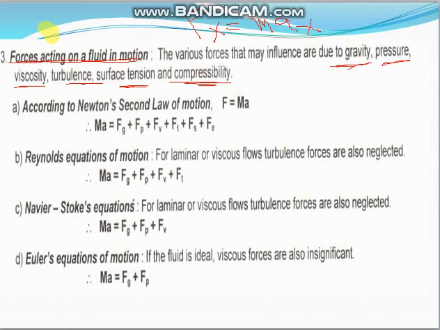According to Newton's second law of motion, we know that the net force acting on a particle is equal to the product of mass and acceleration. So let's see here, F is equal to ma. Here this is equal to the gravity force, pressure force, viscous force, turbulence force, surface tension force and compressibility force. Here Newton's law may give all the forces.